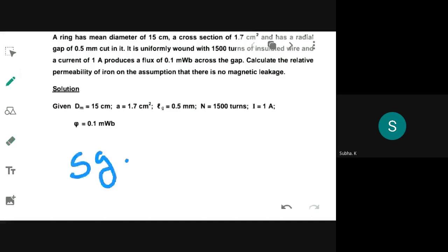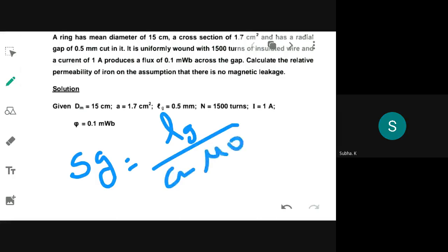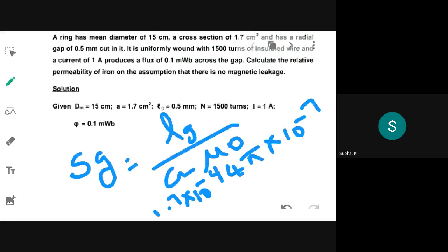I want the reluctance of the air gap. Same formula, Lg divided by mu naught A. Mu naught is 4 pi into 10 to the power minus 7, A is 1.7 into 10 to the power minus 4, and Lg is 0.5 into 10 to the power minus 3. This way you will be able to find out the reluctance of the air gap.